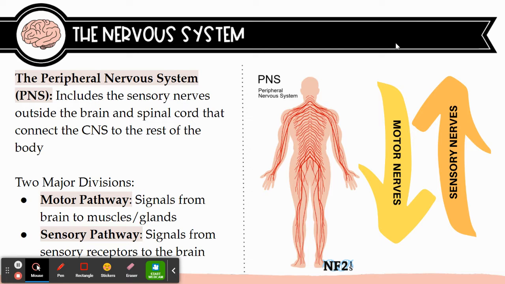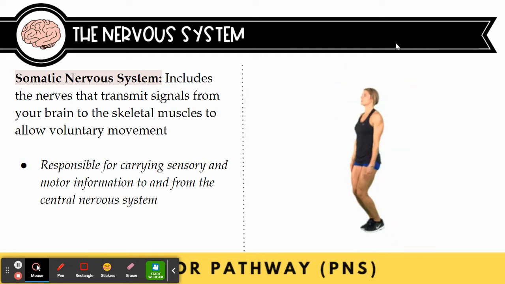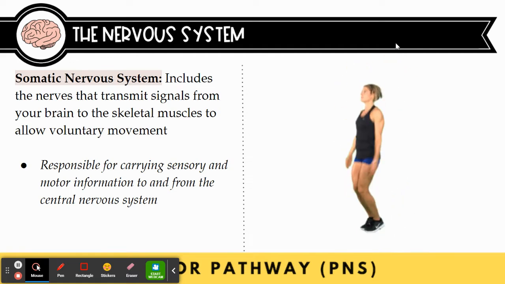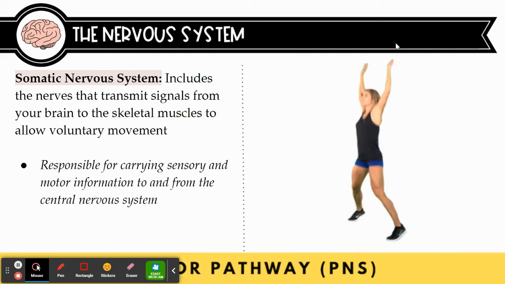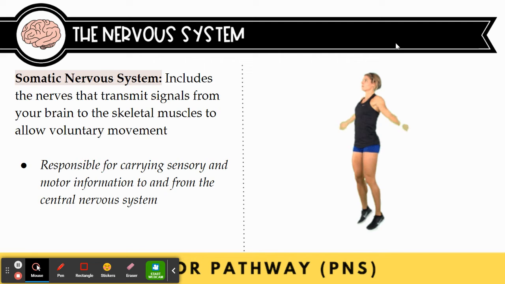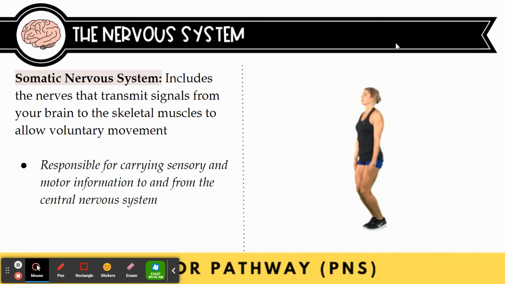So the motor pathway is one. What that does is send signals from the brain to muscles or glands. Then we have the sensory pathway. That sends signals from sensory receptors to the brain. Both are functioning, carrying sensory information and creating movement. The somatic nervous system is the nerves that transmit from brain to skeletal muscles and allow for voluntary movement. If you are doing jumping jacks, your somatic nervous system has kicked in. You've decided, hey, I want to exercise in this fashion, and that is how you're working.